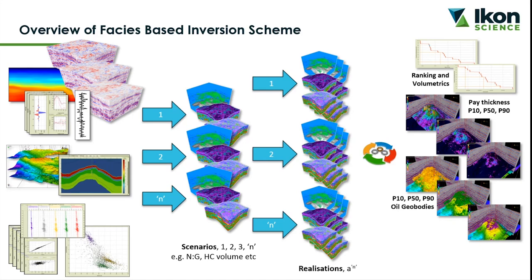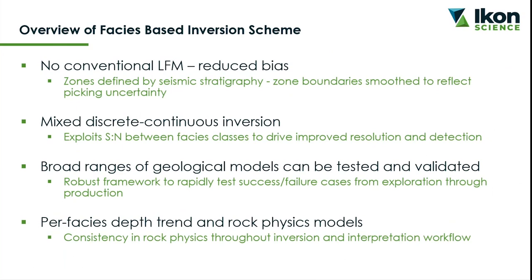So, a quick overview of the facies inversion scheme and some of the key benefits. It doesn't require a conventional low-frequency model, and therefore we're removing some of that bias that's built into those types of models. Instead, we let the geologists and the geophysicists pick different ranges of plausible geological parameters like net-to-gross or a different play setting. We can then smooth and change the stratigraphic relationships, and we can do that to incorporate things like uncertainty in the picking of seismic horizons.